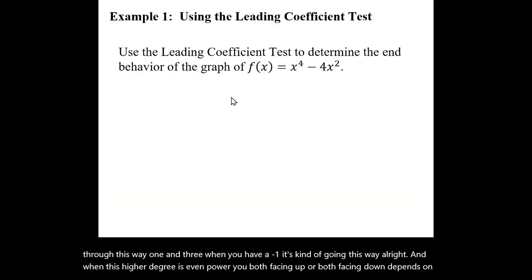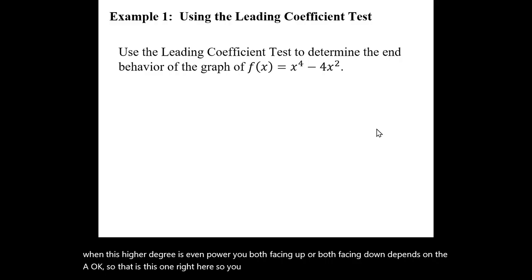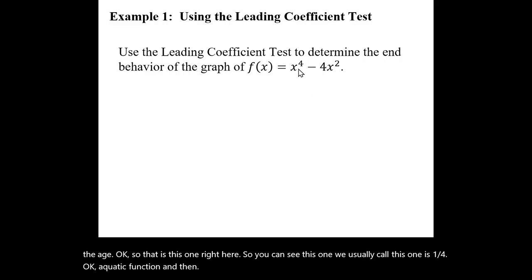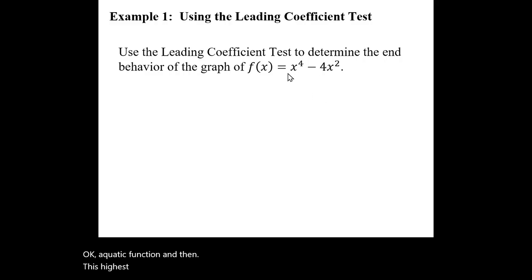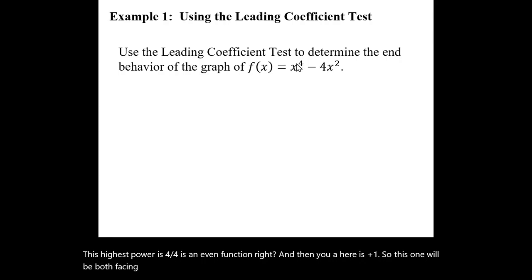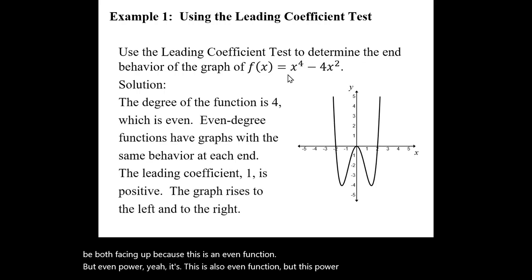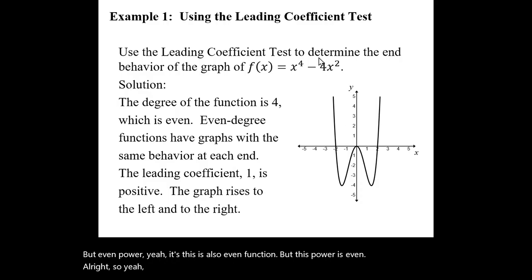You can see this one, we usually call a quartic, okay, and the highest power is 4. 4 is an even power, right? And your a here is positive 1. So this one will be both facing up because this is an even power. Yeah, this one is also even. All right, so that is how you look at that. Okay, that is the behavior. So a sub n and x to the n power determine the entire graph's behavior.